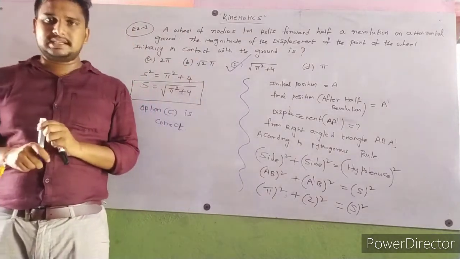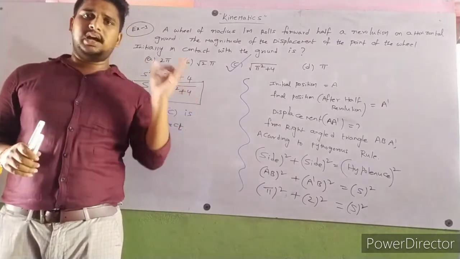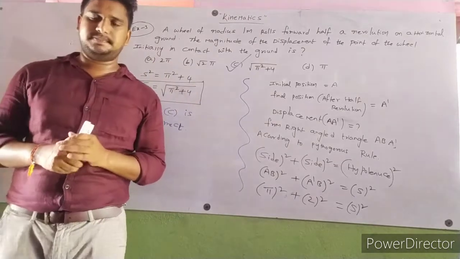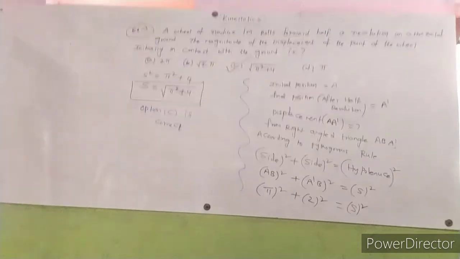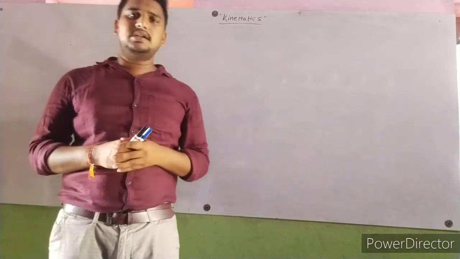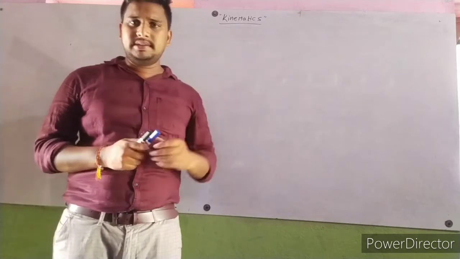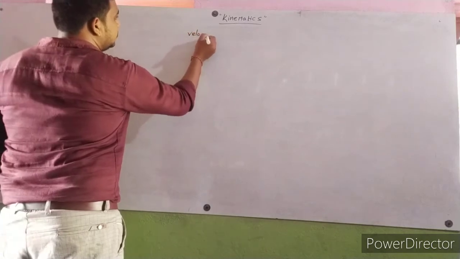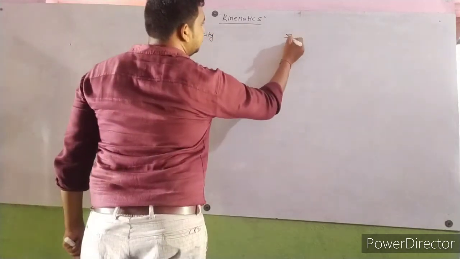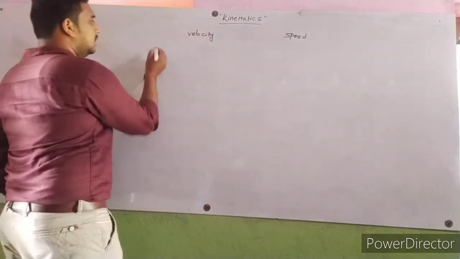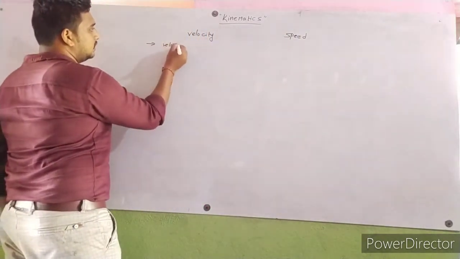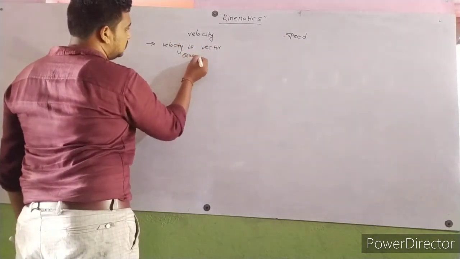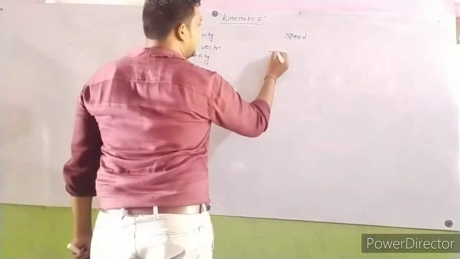Next we will discuss average speed and average velocity, and a few problems on average speed and average velocity. We'll continue our lecture on kinematics: velocity and speed. Velocity is a vector quantity, speed is a scalar quantity.